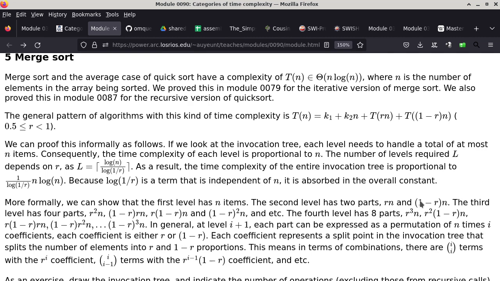So if I say q equals 1 minus R, just for convenience, the next level is going to have R cubed, R squared q, and so on. The number of things that we have here, we have seen this somewhere. We have analyzed how many R squared q we're going to have, how many R q squared we're going to have, and how many q cubed we're going to have. What is that?